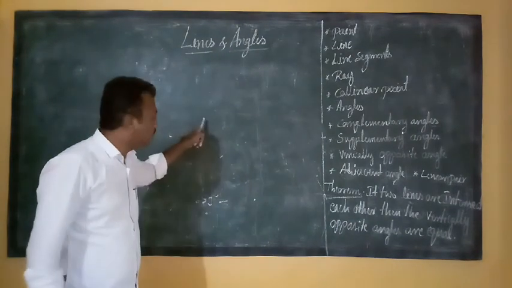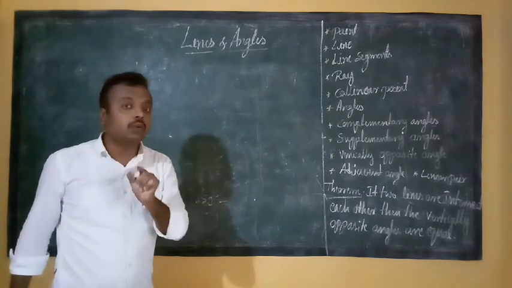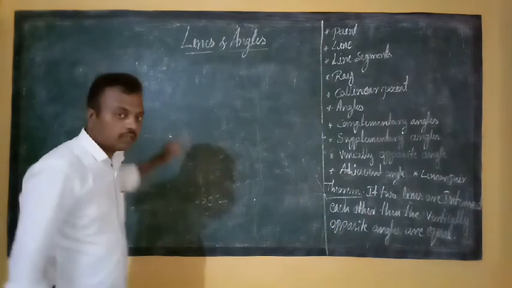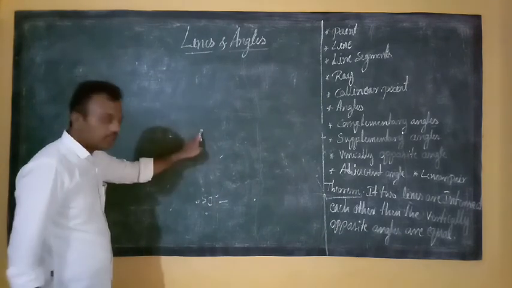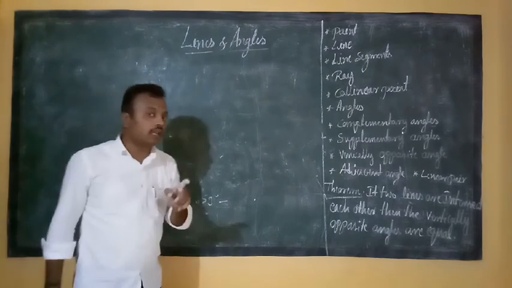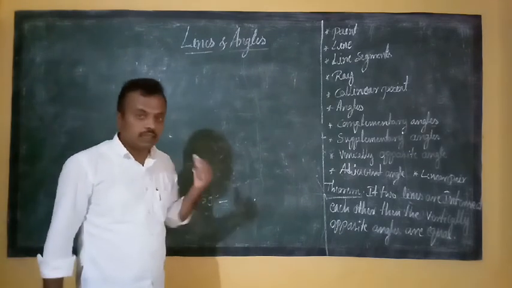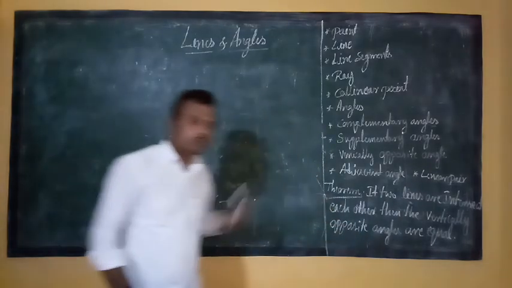I told in the previous point, the vertically opposite angles are equal. Correct? How do vertically opposite angles form? When two lines intersect, they form vertically opposite angles, and these angles are equal. We studied this last year. But how? What is the proof? So now we have to prove that.